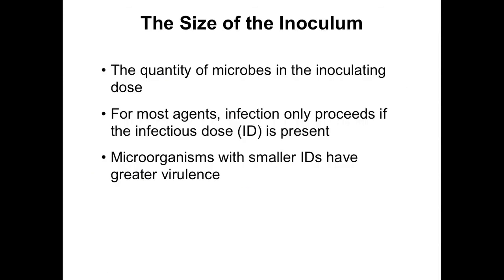So size of inoculum has a lot to do with how serious an infection is, at least in the initial parts of the infection. Some microbes need just a few individual bacterial cells to cause a severe infection. Others need a lot. It depends on the microbe, on how they infect, on their virulence factors, on a whole bunch of stuff. But for most agents, infection only proceeds if the infectious dose is present. That is the minimum amount of the infectious agent to cause a disease. And microorganisms with smaller IDs have greater virulence and are more pathogenic.